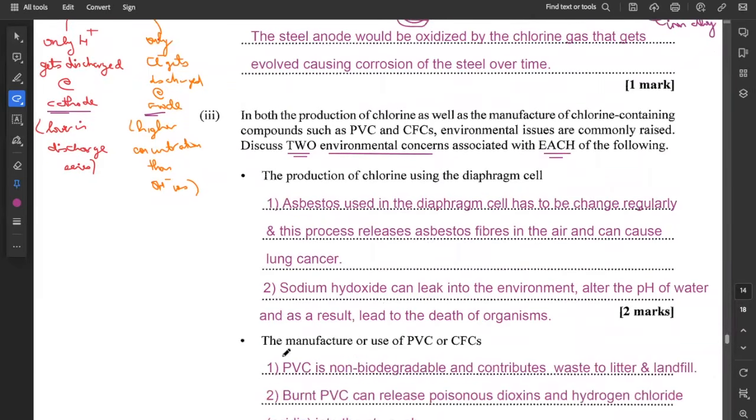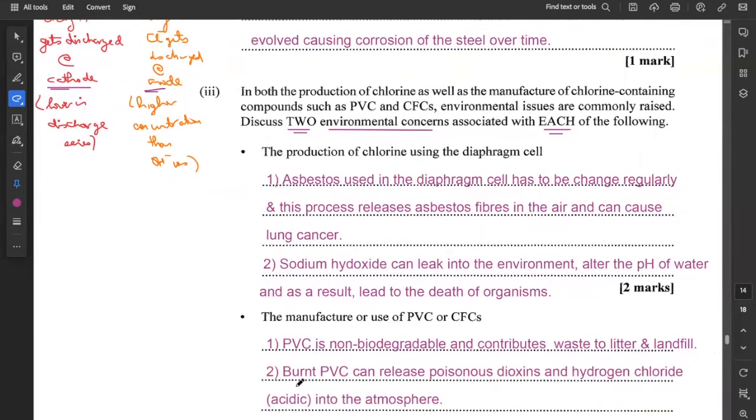So then now they're asking us to discuss 2 environmental concerns associated with the manufacture or use of PVC or CFCs, right? How does it affect the environment? Well, PVC is non-biodegradable and contributes waste to litter and landfill. So we're going to be loading up our landfill with waste from PVC because we can't break it down. It's not going to break down naturally, and so it's going to fill up our litter and landfills.